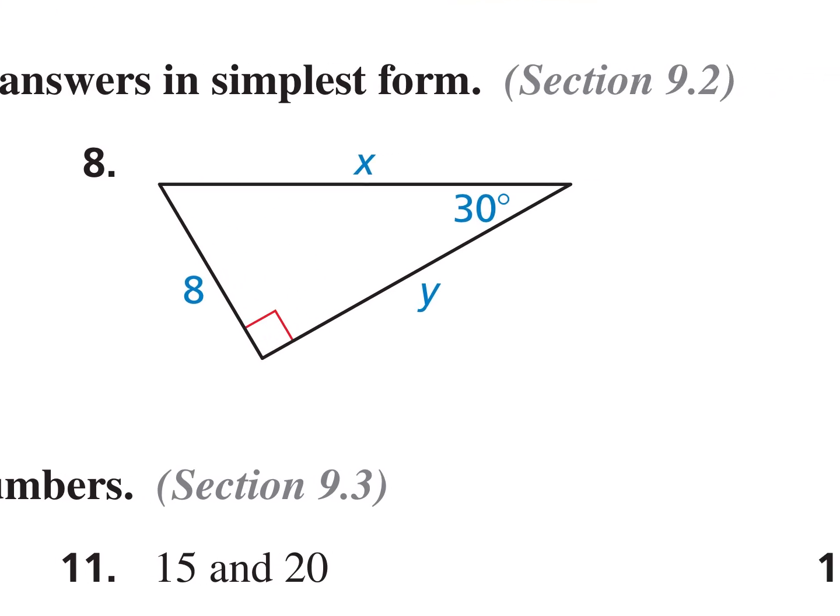Looking at number 8, this is a 30, 60, 90. And again, labeling it. Opposite of 30 is a. Opposite of 60 is a radical 3. And opposite of 90 is 2a. And again, I know what my a is, so I'm plugging it in. Let me change this to 2a, not 2x.